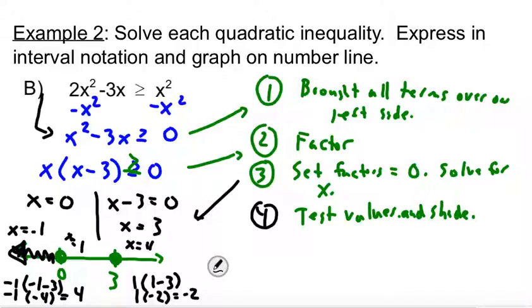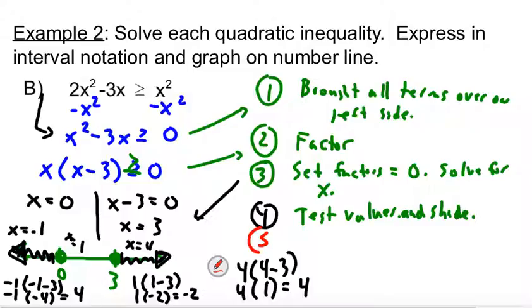Okay, let's check the other regions, things that are greater than 3 there. So we picked a 4 as a test value. So 4 times 4 minus 3. 4 minus 3 there is 1. 4 times 1 there is 4. Is 4 greater than or equal to 0? Yes. So we've got our solution graphed out.